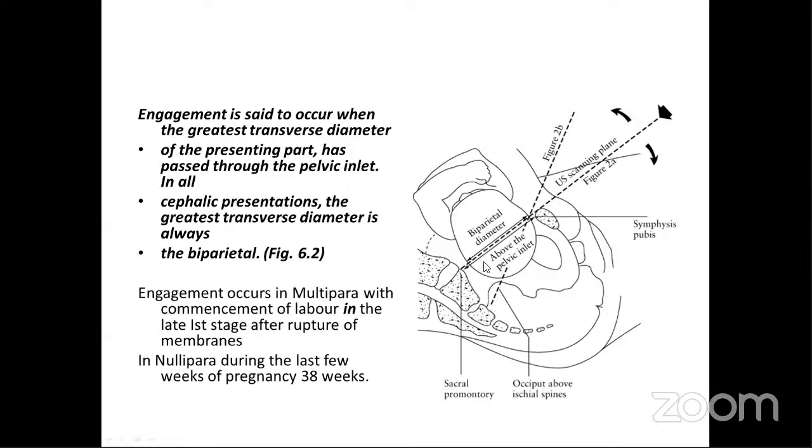What do you mean by engagement? Engagement occurs in multipara with commencement of the labor in the late first stage after the rupture of the membranes, whereas in nullipara it occurs even before the onset of labor, especially at about 38 weeks of gestation. So it occurs earlier in nullipara, and in labor or late first stage in multipara. This is what engagement is. Okay.